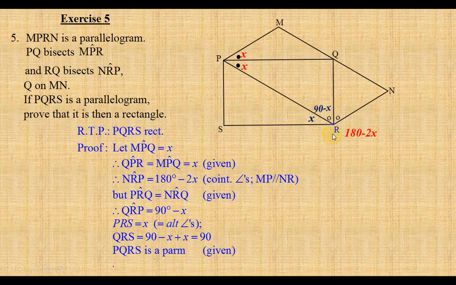And that actually proves that this angle is 90, and it was given that PQRS is a parallelogram. Therefore, we can now conclude that PQRS is a rectangle because we've just proven that this angle is 90.